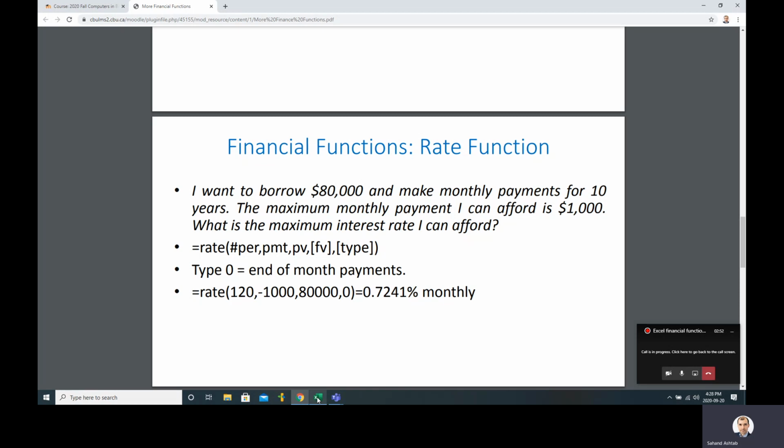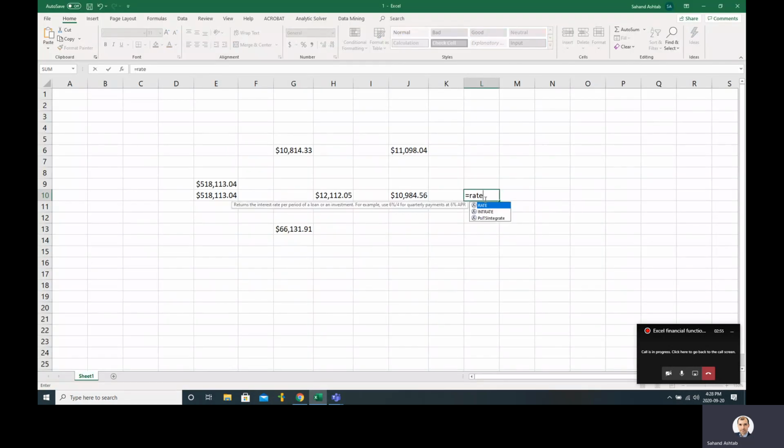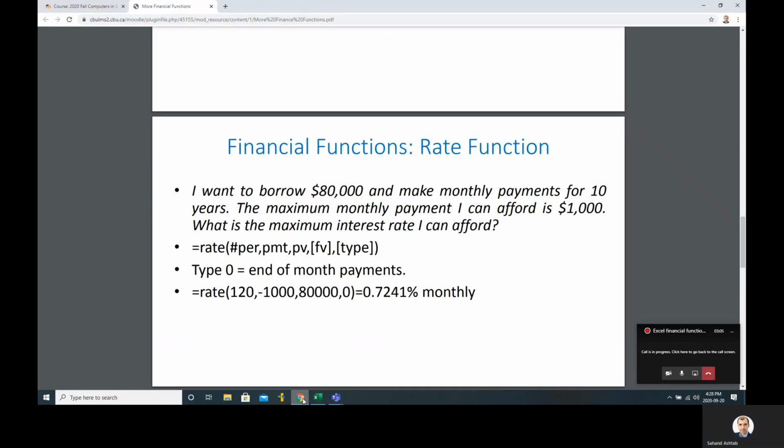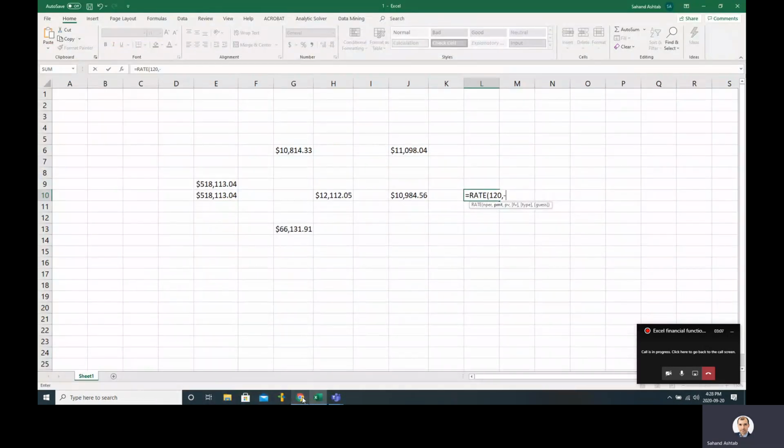So let's take that to our Excel file. We have equal RATE, number of periods or payments, which was 120. We have payment, which is $1,000, so that's minus 1,000. How much are we borrowing? 80,000. This goes in as positive because it is not a payment. And type is 0, so we do not need to input that.